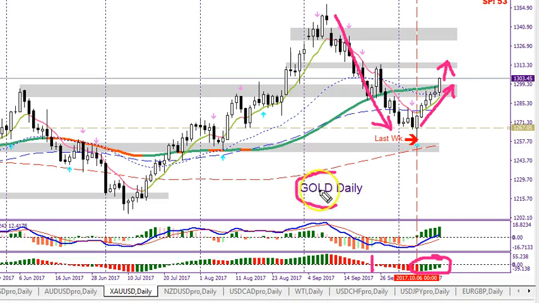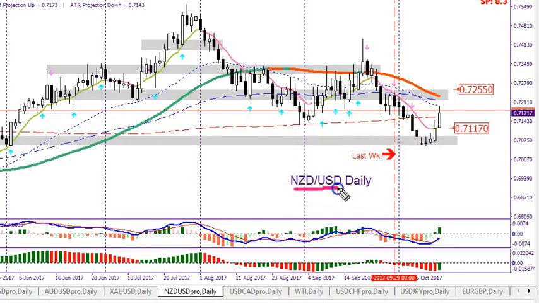That would create further strength in the Australian currency against the US dollar. Okay, so the next currency pair will be the New Zealand US. Here we see the New Zealand USD daily. This is what happened.